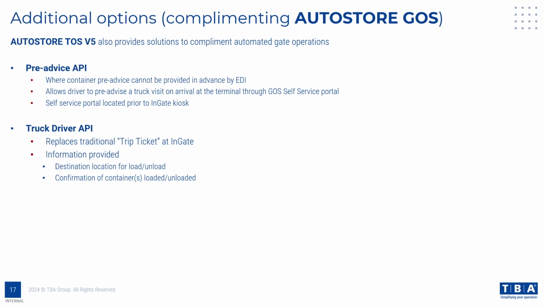And in addition to that, we have this truck driver API. So the traditional way of advising a truck driver where to go on the terminal after they've entered the gate is to give them a piece of paper with a trip ticket. But in one of our implementations, we introduced an API to the trucking system that causes a text message to be sent out to the truck driver. So the information is provided digitally effectively, and we'll give them things like the destination location, so where in the yard does the truck need to go, and confirmation of the containers that they've loaded or unloaded. So that's available in the system as well, and if anybody's interested in that, we can give you more details.